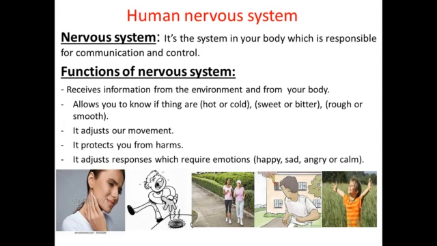But what are the functions of the nervous system? One function of the nervous system is receiving information from the outer environment of your body and the inner environment also. Like what? Like the stimulus of getting hungry, so you must move to the fridge to get some food to eat. This is a stimulus and you respond to it. This is one function of the nervous system. Also, it allows you to know if things are hot or cold, sweet or bitter, rough or smooth.